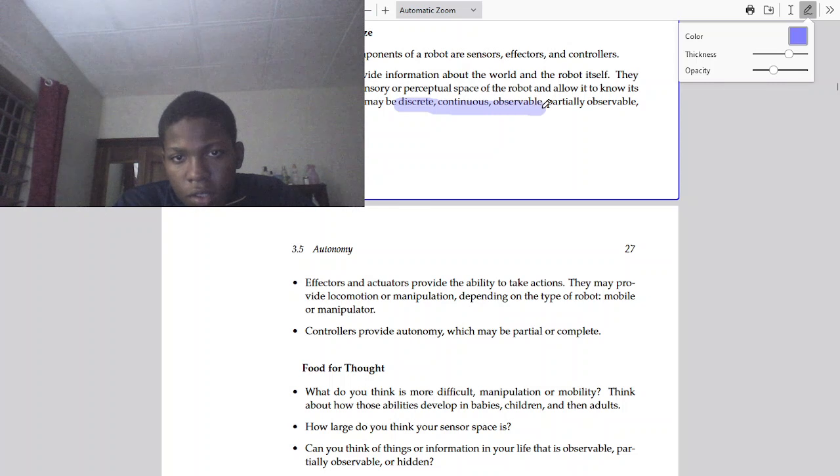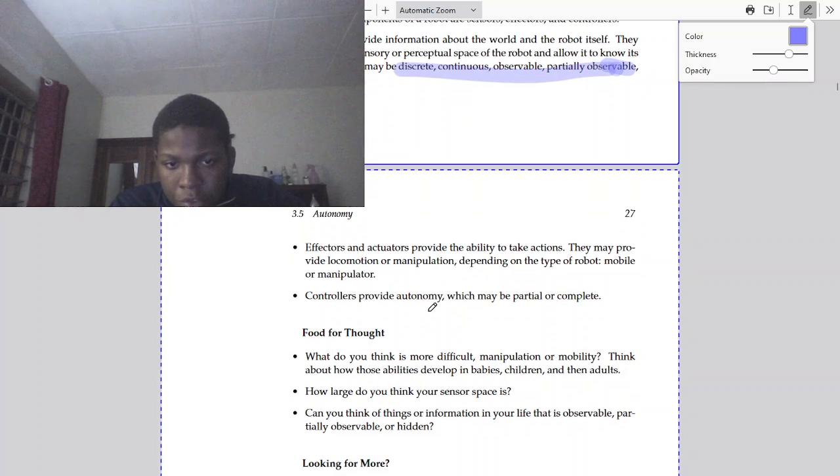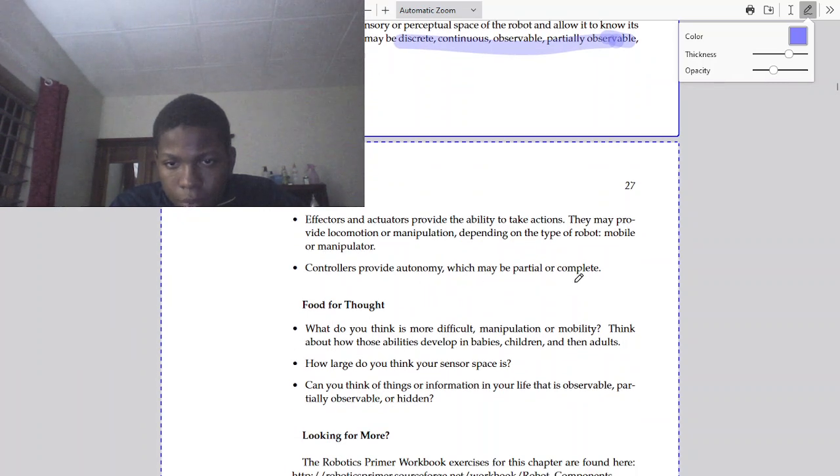So let me just highlight these right here. Vectors provide actuators with the abilities to take actions. They provide locomotion or manipulation, depending on the type of robot, mobile or manipulator. So controllers provide autonomy, which may be partial or complete.